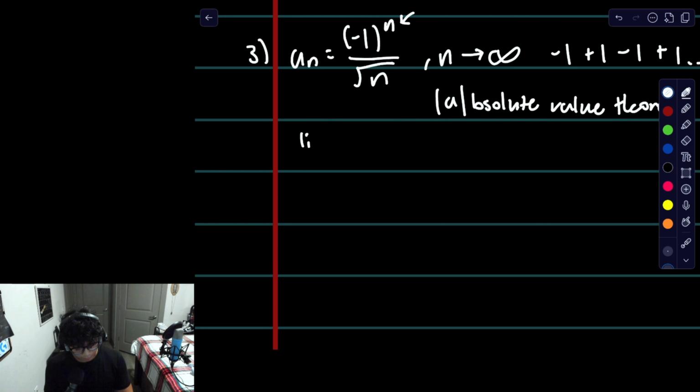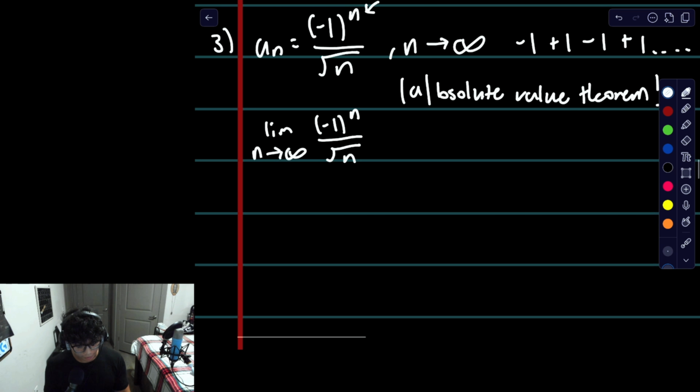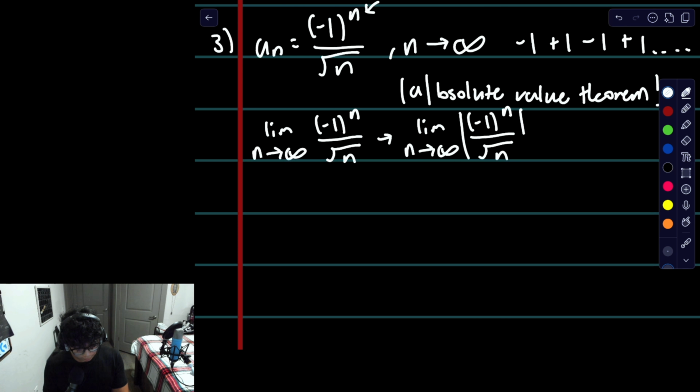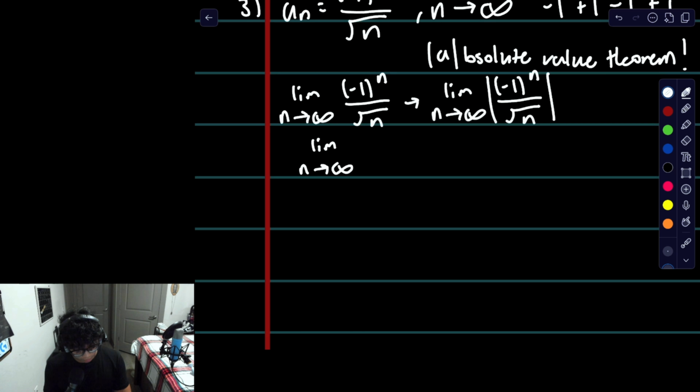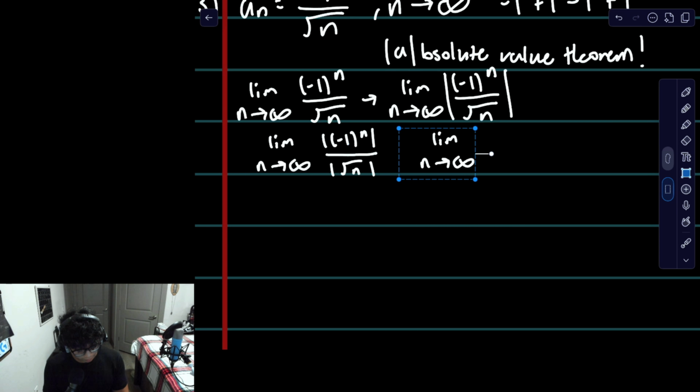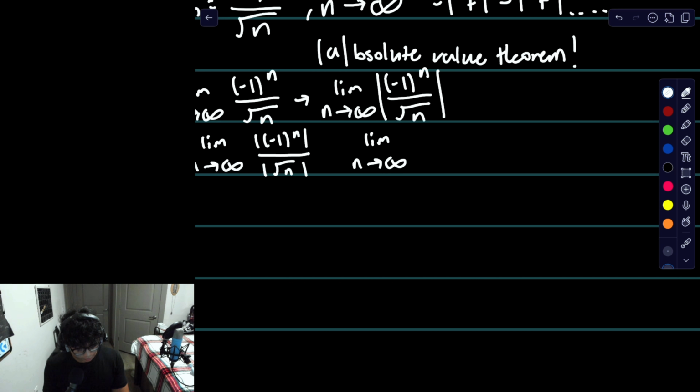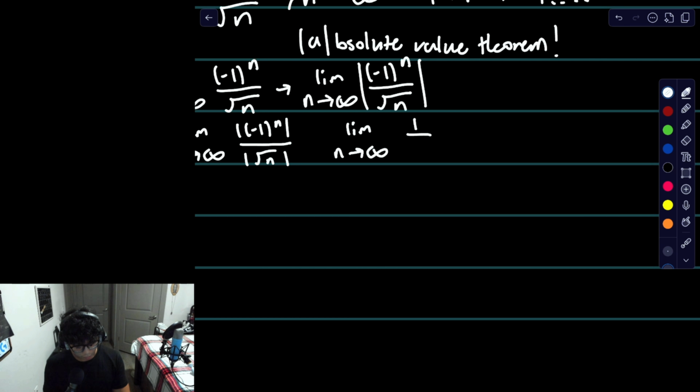So let's try to set up our limit as n approaches infinity of -1 to the n over square root of n. Now for absolute value theorem, you just take the absolute value of your entire a of n, which you could basically just simplify as taking the absolute value of the numerator over the absolute value of the denominator, which does get rid of the entire hassle of the -1 to the n, making it just +1, and then over the square root of n.